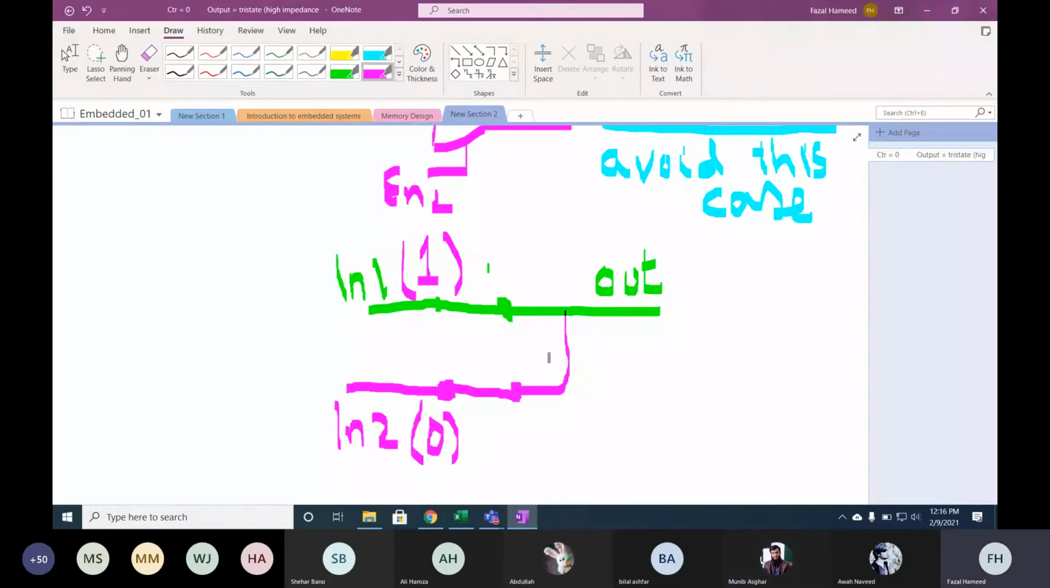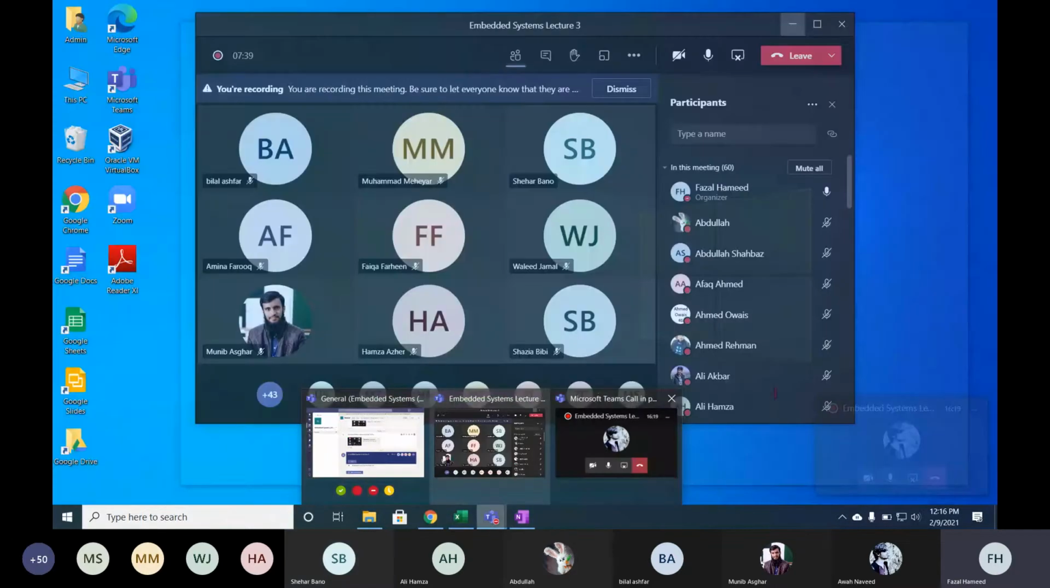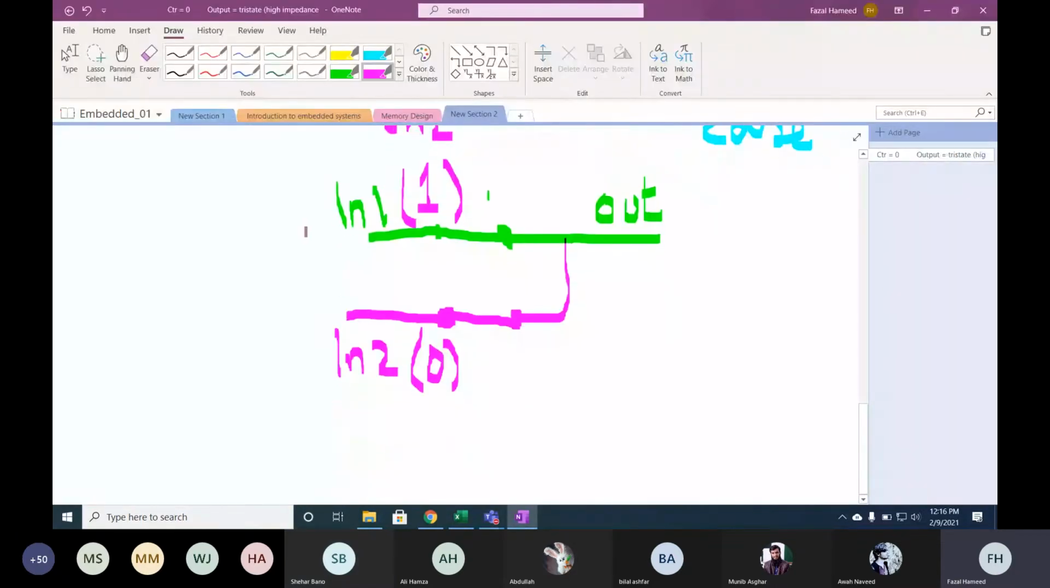Very good. Who said this? What's your name? Sir, Abbas. Abbas, very good. So basically, it will be something like a short circuit. Why will there be a short circuit?